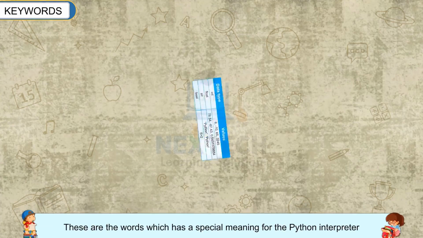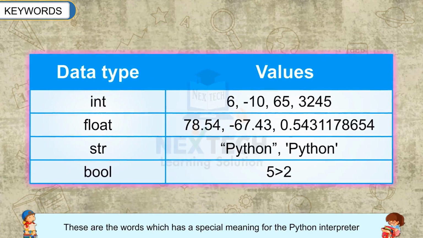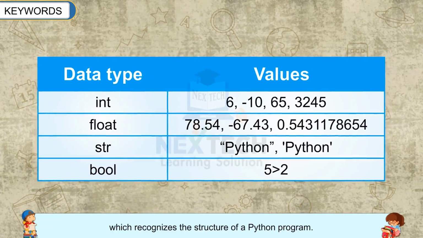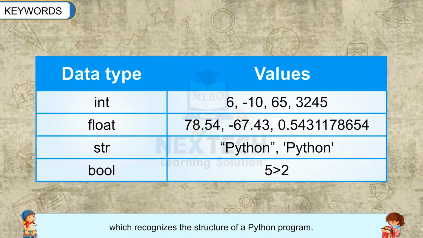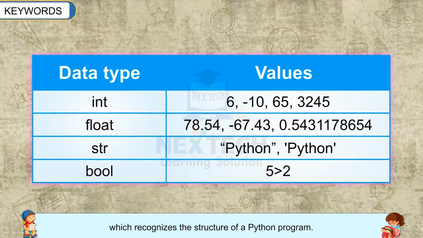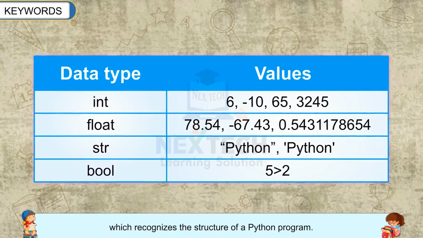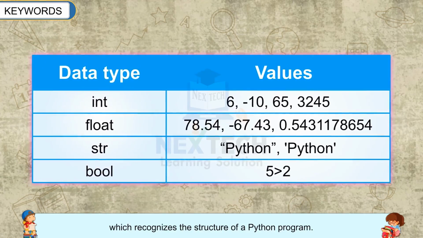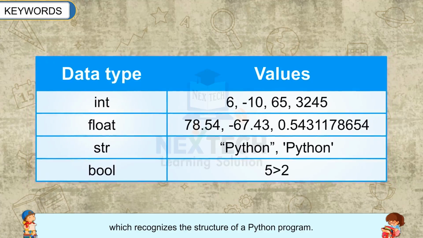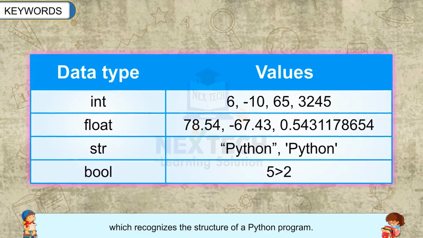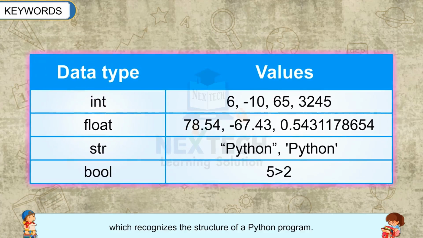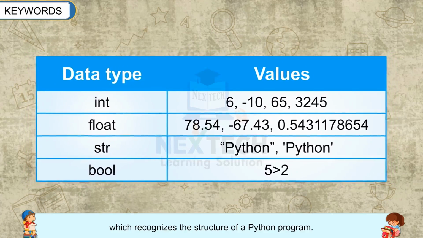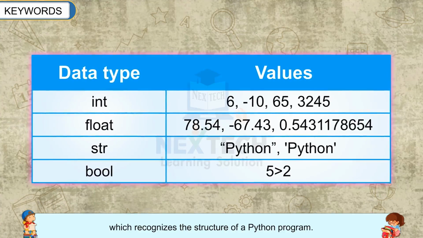Keywords. These are the words which have a special meaning for the Python interpreter, which recognizes the data type, values: int, 6, -10, 65, 3245; float, 78.54, -67.43, 0.54311, 78654; str, Python; bool, 5 is greater than 2.